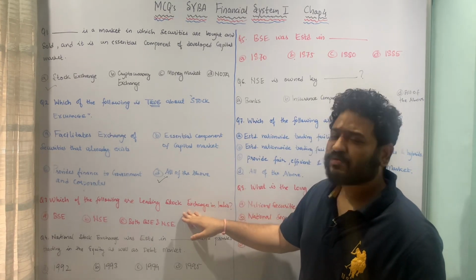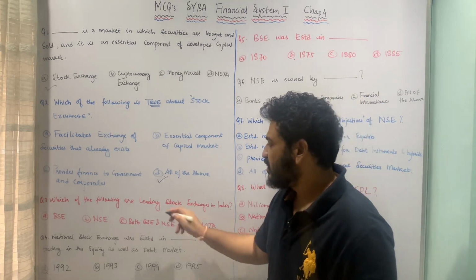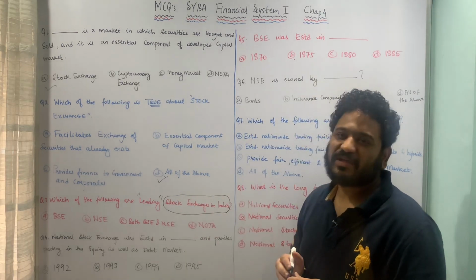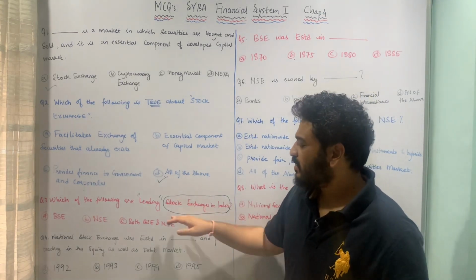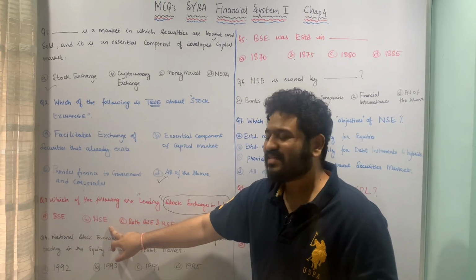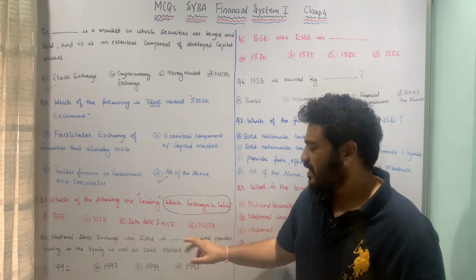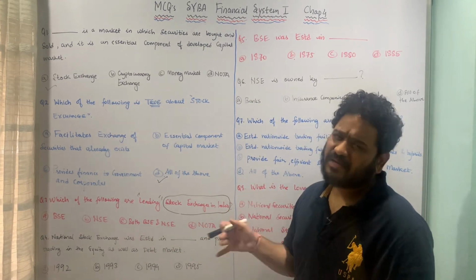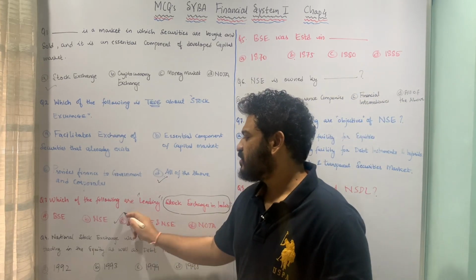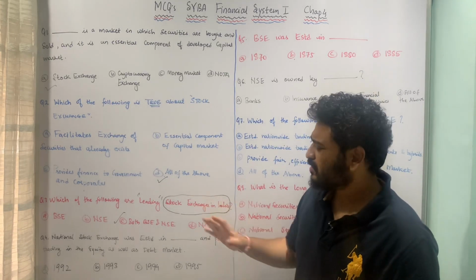Let us now move to the next question. Which of the following are leading stock exchanges in India? Now, a specific question with respect to India, and the options are A, BSE, that is Bombay Stock Exchange; B, NSE, that is National Stock Exchange; C, both BSE and NSE; and D, none of the above. Very easy question. It is obvious that it is both NSE and BSE. Therefore, option C is the correct answer. I hope the question is pretty much clear.